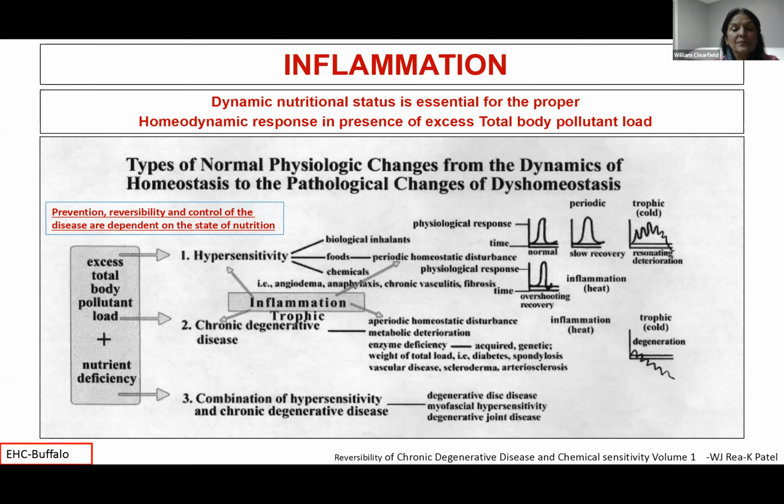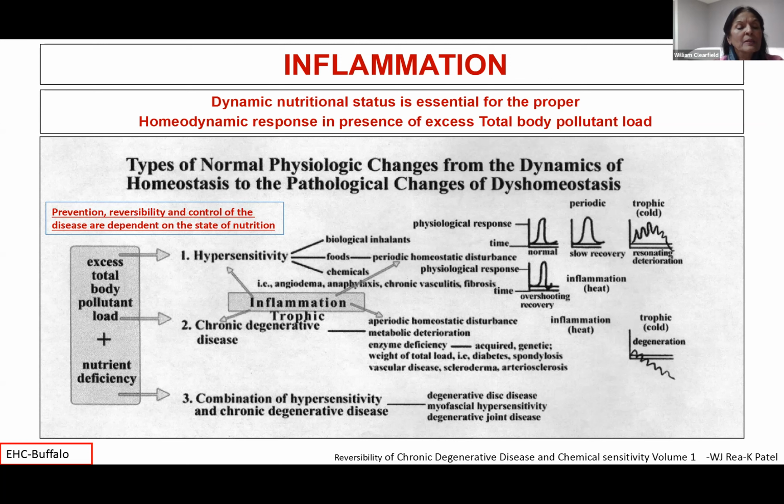So, the inflammation, we have looked at it before, but remember, dynamic nutritional status is essential for the proper homeodynamic response in the presence of excess total body pollutant load. Prevention, reversibility, and control of the disease are dependent on the state of nutrition. So if you have optimal nutrient levels, even in the presence of excessive total body pollutant load, one may not develop inflammation, and that is the take-home message.